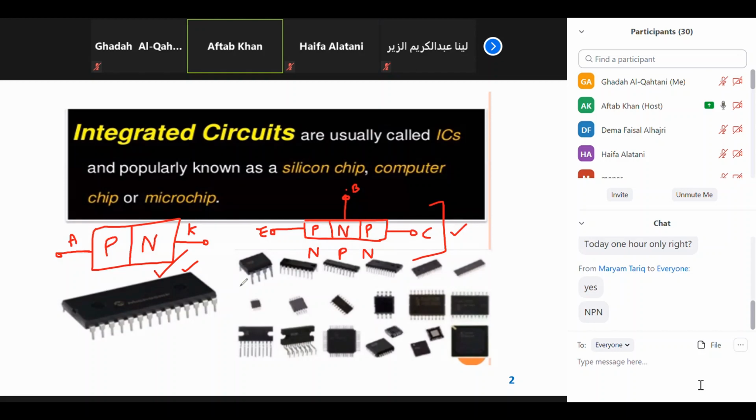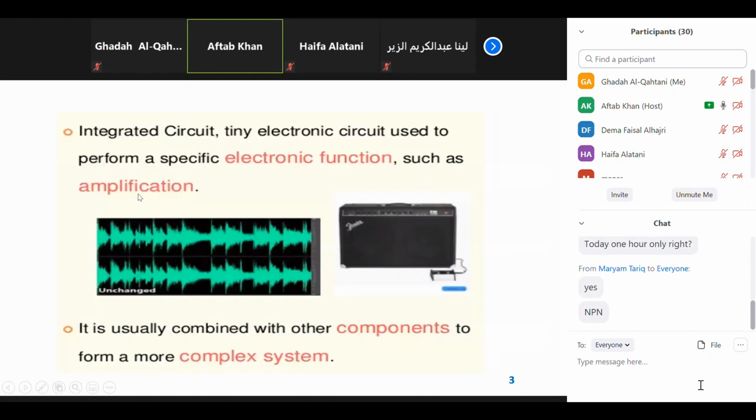So ICs are always classified according to the number of transistors we can make on a small chip. This is some introduction. Now we see more detail. ICs are tiny electronic circuits used to perform a specific electronic function, such as amplification. Because there are many transistors inside, it is used to amplify the signal.